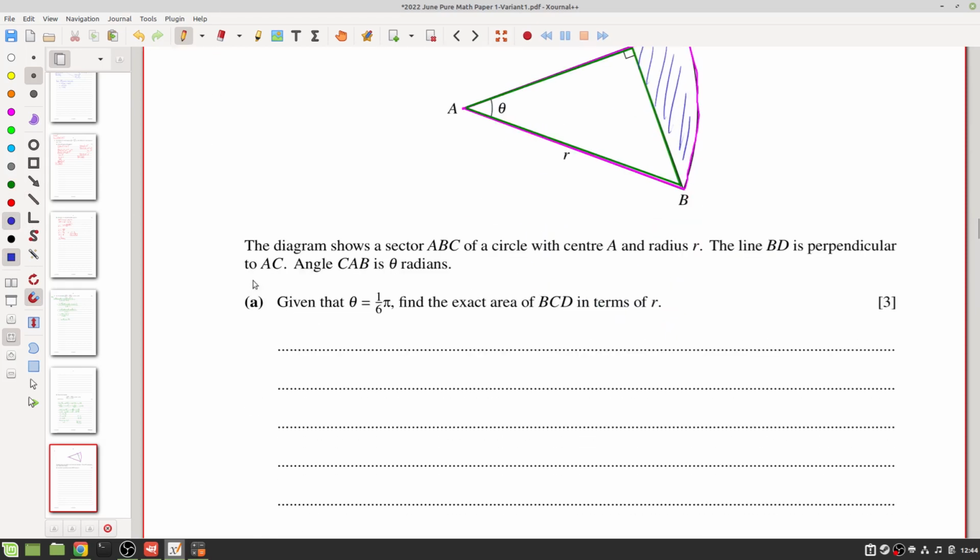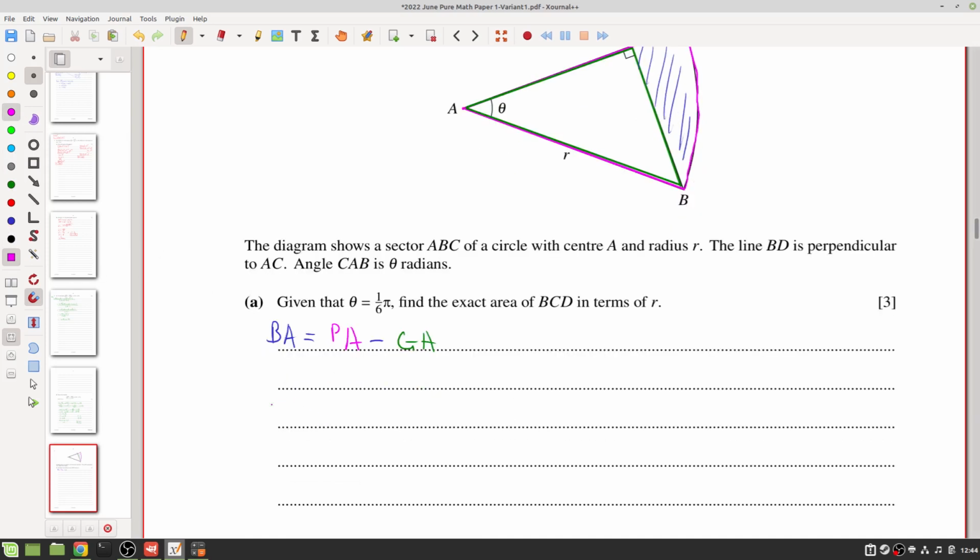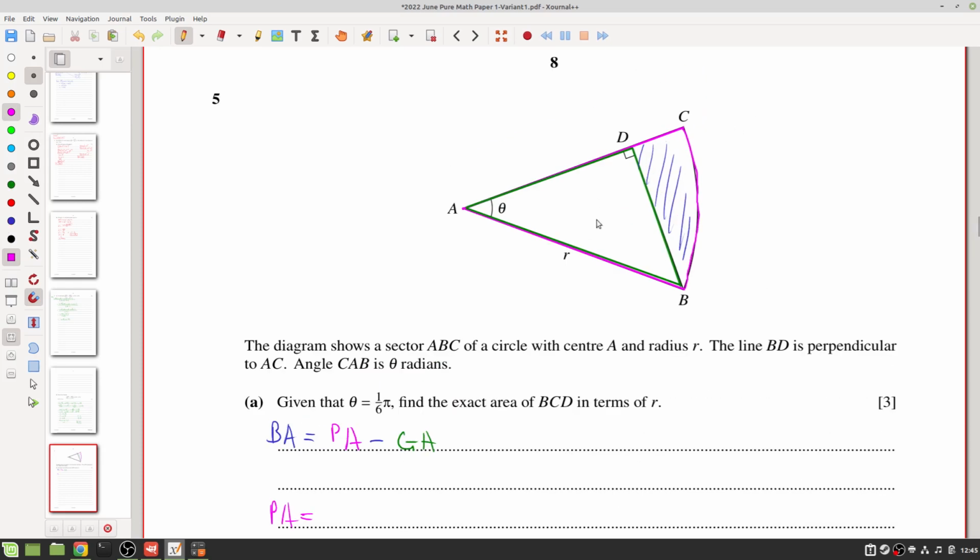Okay, so we're going to say the blue area equals the pink area minus the green area. Okay, that's our plan. Okay, so let's find the pink area. So the pink area equals, okay, so that's the area of a sector.